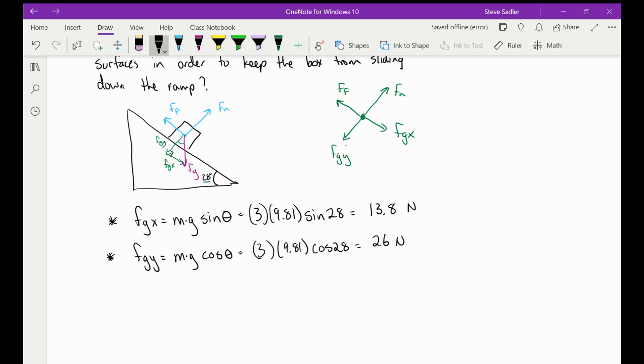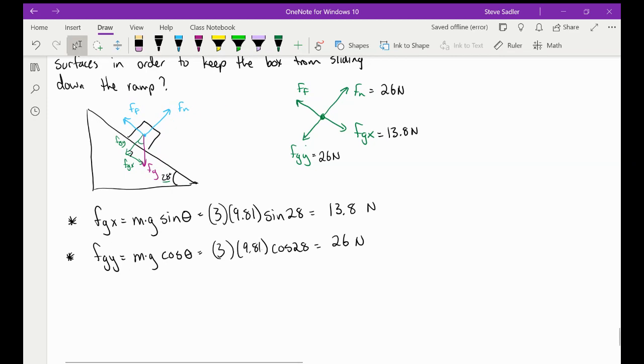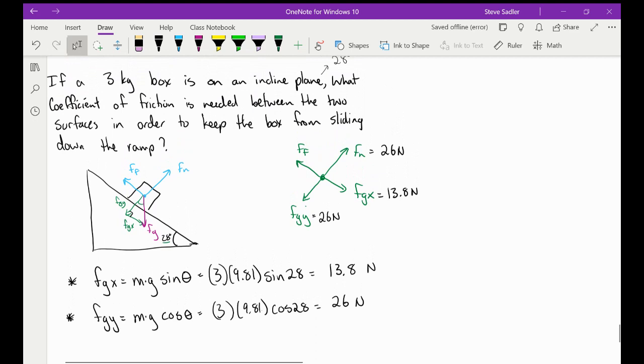So that means this force here is 13.8 newtons. We know that Fgy is 26 newtons. Fgy and Fn should equal the same, so normal force should be 26 newtons as well. And now let's think about what's going on here. We have a box on a ramp, and we're looking for the coefficient of friction, which is our mu.